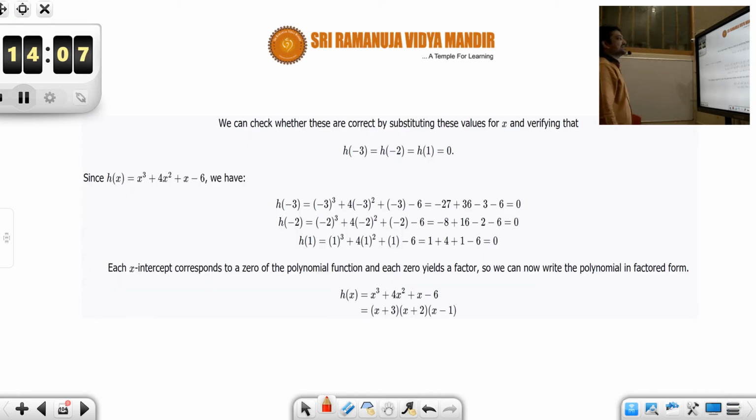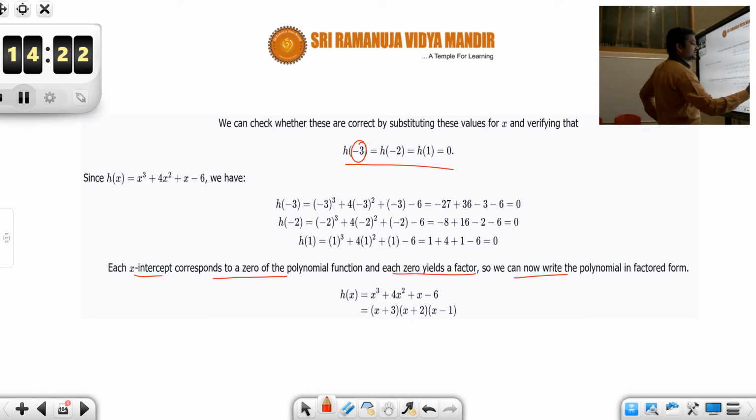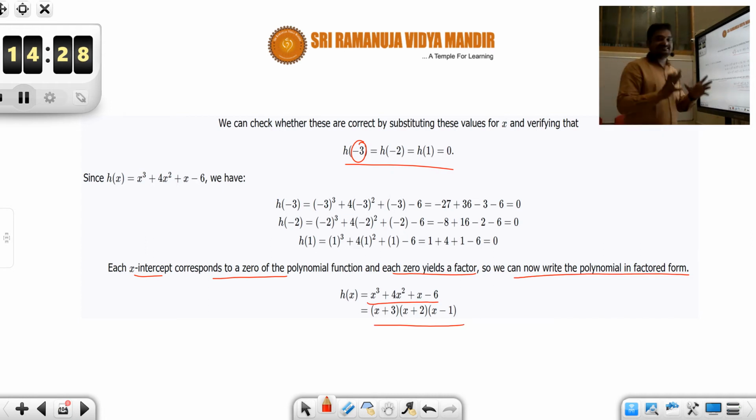Now we can check whether these are correct by substituting these values for x and verifying. By putting these values, you can observe that they become 0. Okay, students. So each x-intercept corresponds to a 0 of the polynomial function and each 0 yields a factor. So we can now write the polynomial in factored form. All these theorems we are learning, factor theorem, remainder theorem, rational root theorem, synthetic division, long division method, are all related with each other. Cumulatively we apply them to analyze the graph in pictorial form, and by looking at the graph we could get many more vital pieces of information.